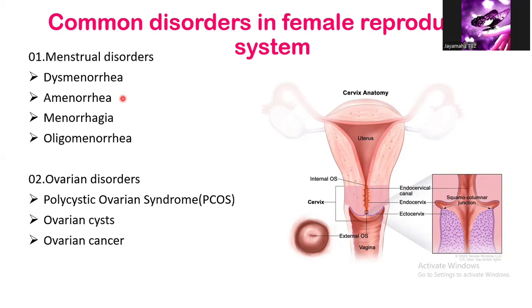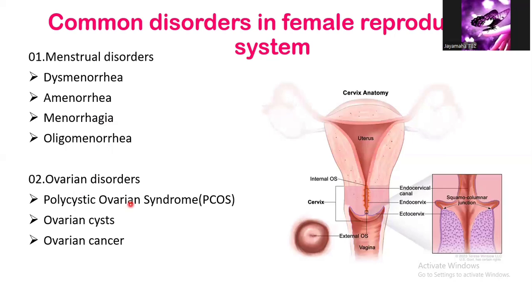Amenorrhea means the absence of menstruation. It occurs for many reasons. Sometimes it may be due to hormonal imbalance, pregnancy, or menopause. Menorrhagia means heavy or prolonged menstrual bleeding. It often occurs due to fibroids, hormonal imbalance, or bleeding disorders. Oligomenorrhea is an infrequent menstrual cycle. It can be linked with PCOS.